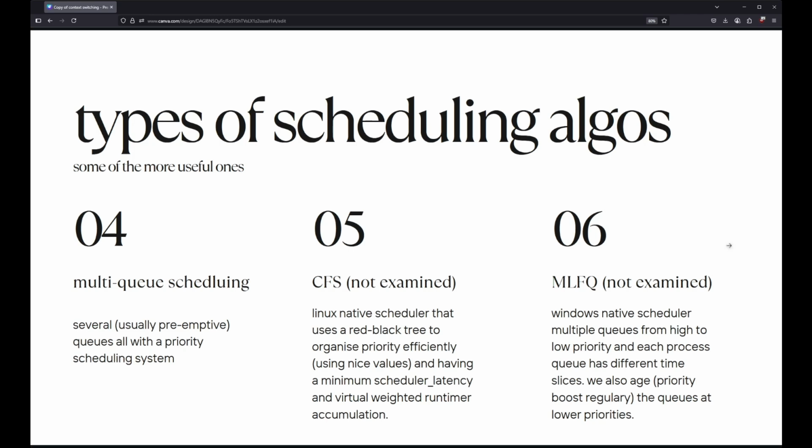Cool. Now, when you run your computer, I don't know if you guys use Linux or Windows or Mac, but Linux uses something called the CFS. It's called the Completely Fair Scheduler. Now, this isn't examined, sorry, but it's a good thing to understand. So basically, it's a native scheduler. It uses a red-black tree, which is very similar to an AVL tree, to organize priorities efficiently.